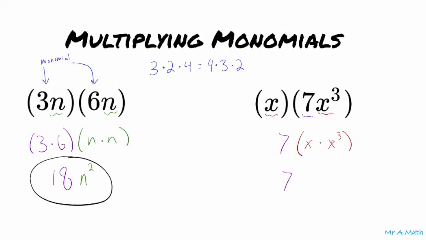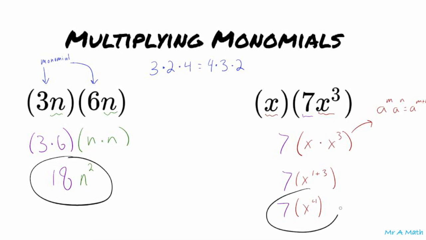x to the first power times x to the third power. You may remember this simple rule where I have some base to the mth power times some base to the nth power. What do I do with those? Well, I just add the exponents so long as my base is the same. So since x is the base for both of these, x to the first times x to the third is really just x to the 1 plus 3, which ultimately boils down to 7 times x to the fourth, and that's going to be my answer.